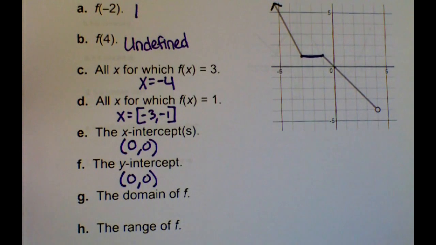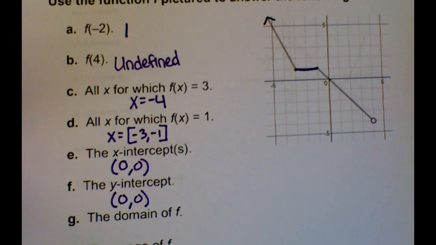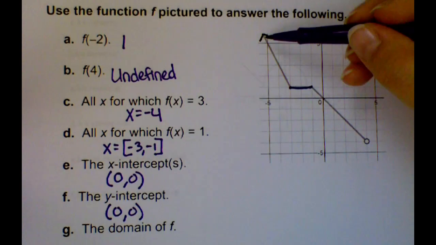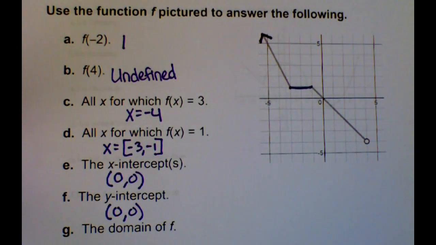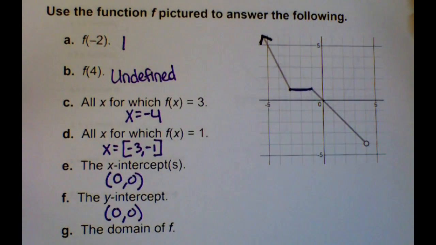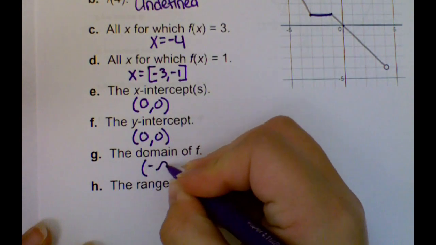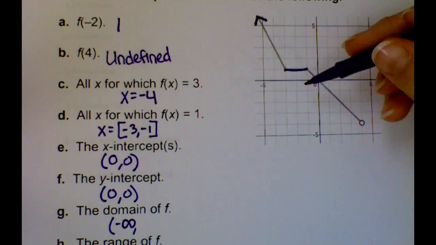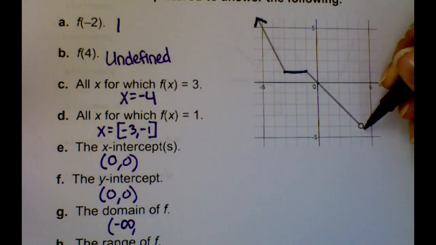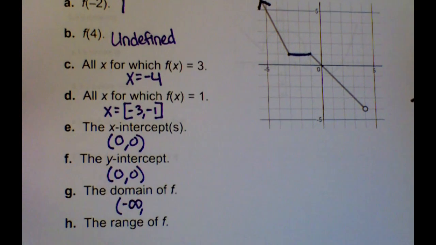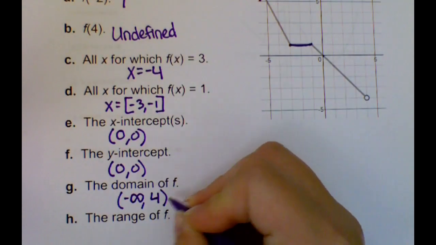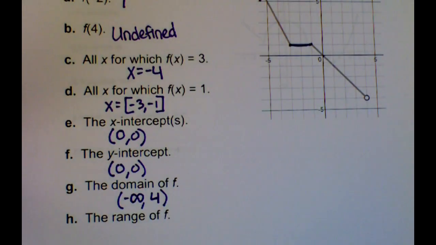Domain. To find domain from a graph, we want to look at the possible x values from left to right. This arrow implies that it goes on forever to the left and up. So it starts forever to the left, which is negative infinity. And the furthest to the right that we can go is where this open circle is, which is 4. Since it's an open circle, we have to have a parenthesis because it does not include it.